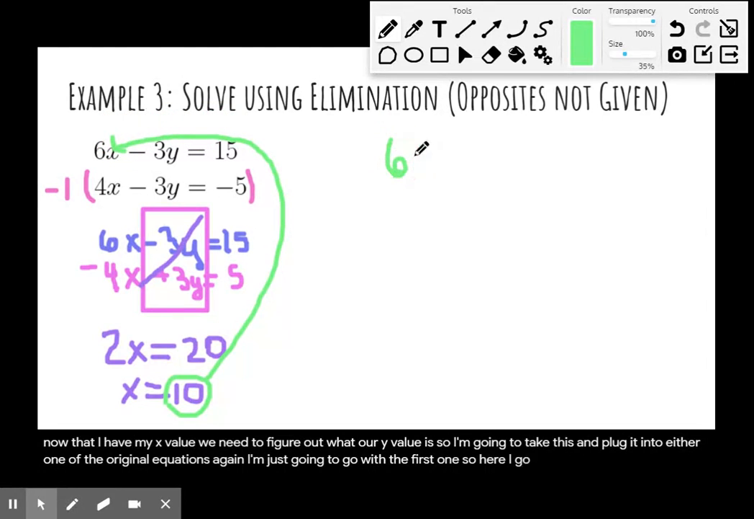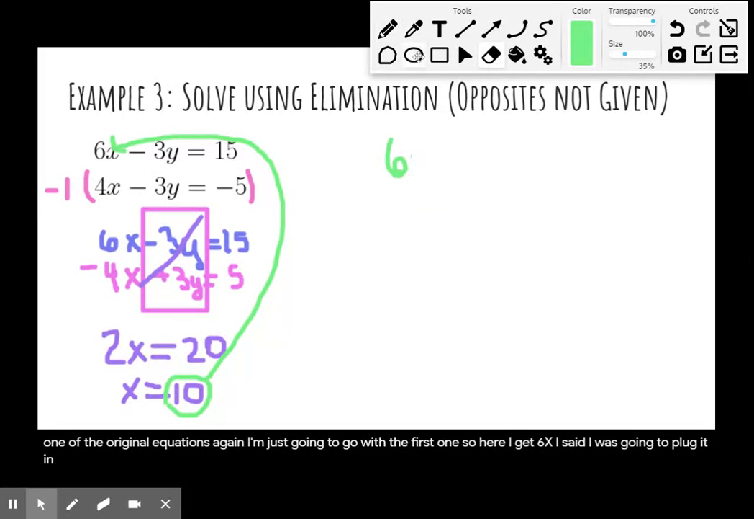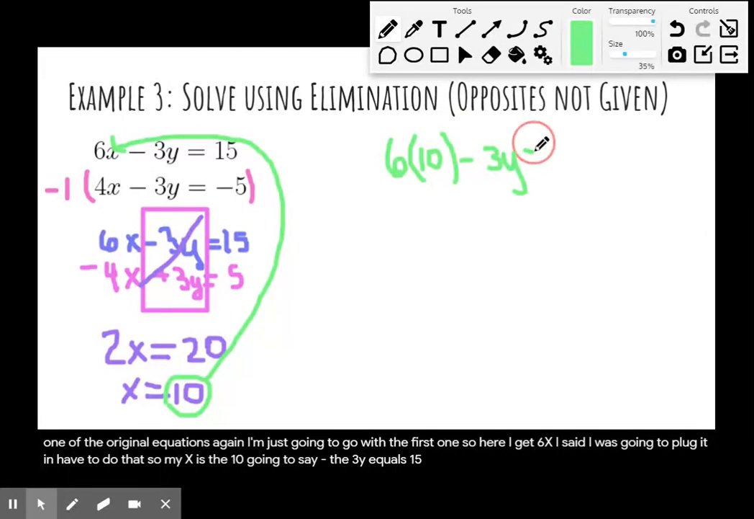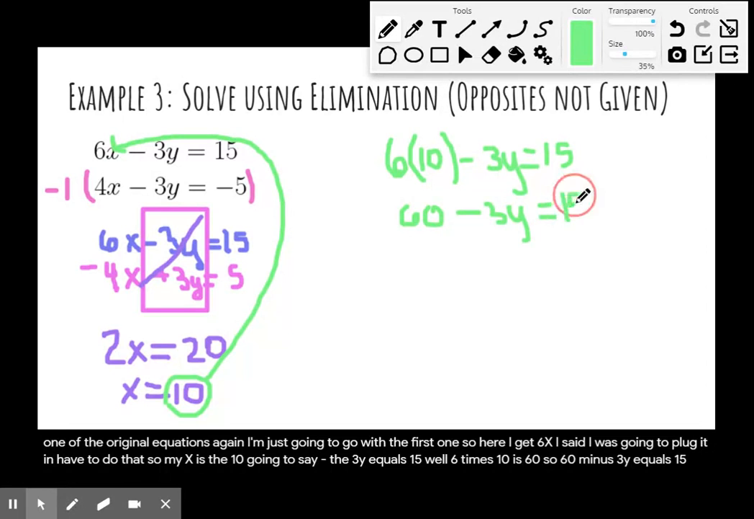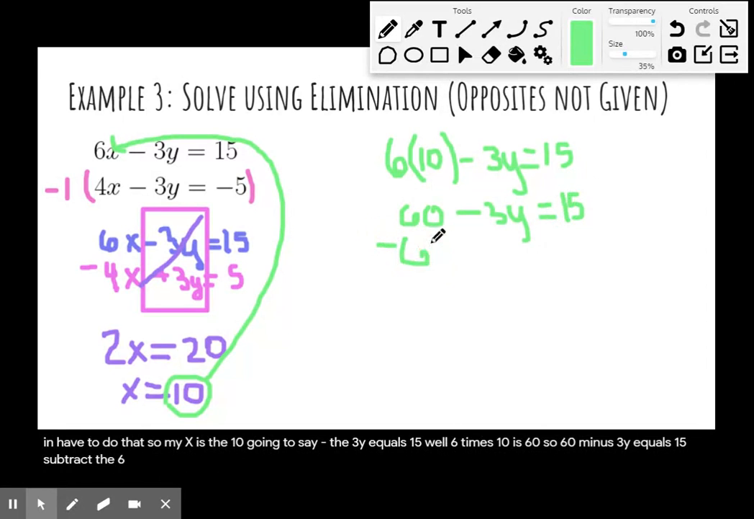So here I get 6x. Oops, I said I was going to plug it in. Forgot to do that. So my x is the 10. We're going to say minus the 3y equals 15. Well, 6 times 10 is 60. So I get 60 minus 3y equals 15. I'm going to subtract the 60 over. And I get negative 3y equals negative 45.